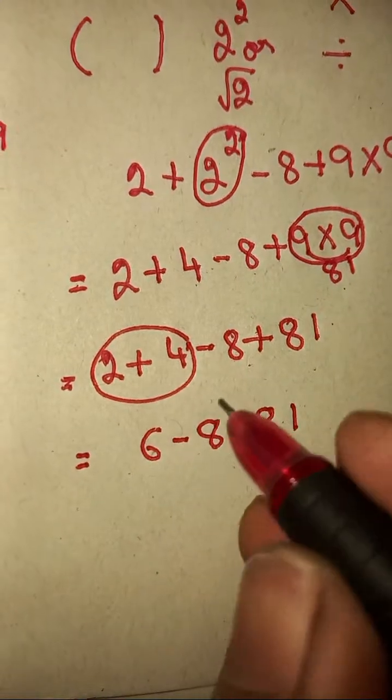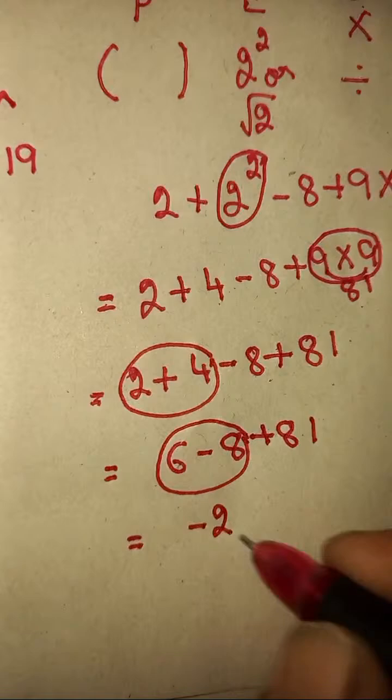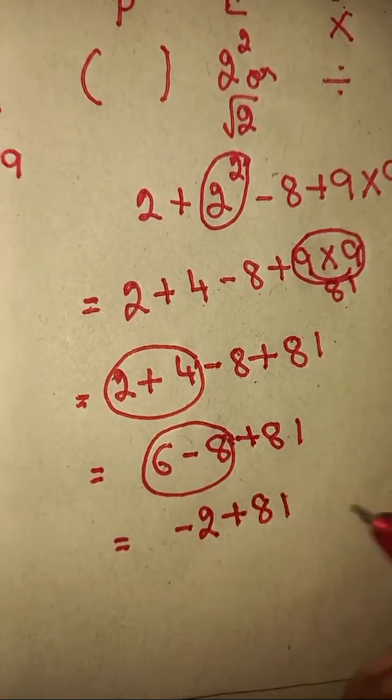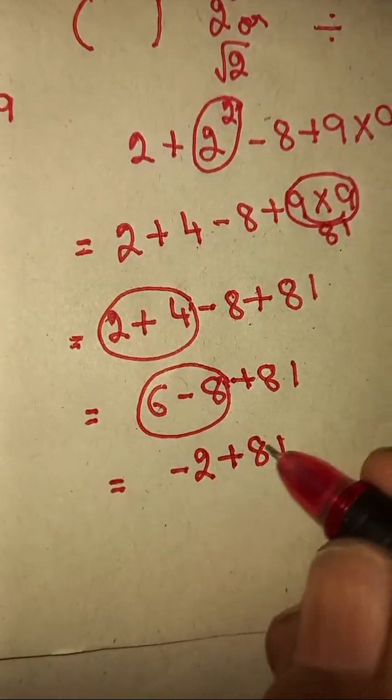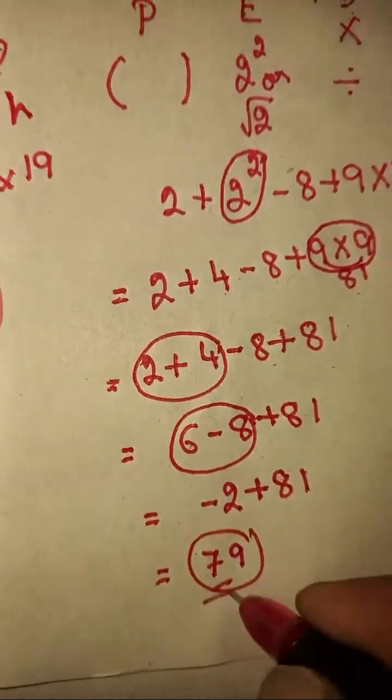Now do the left two, that is 6 minus 8. 6 minus 8 becomes minus 2 plus 81. And again do this one, minus 2 plus 81, which becomes 79. This is the final answer.